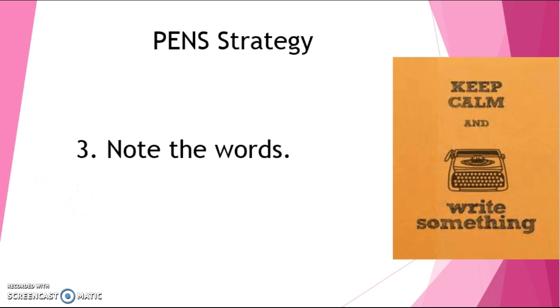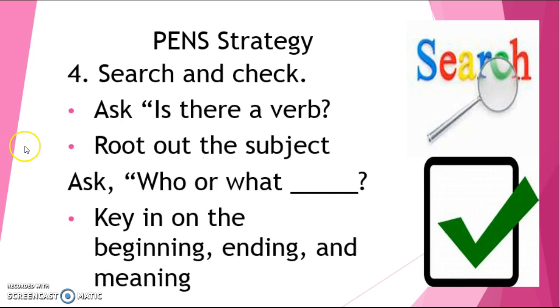And then we are at the 4th step, which is to search and check. And this step actually has 4 parts to it. We are just going to learn 3 parts today. And so the first part we're going to learn today is actually a proofreading type step. You're going to ask yourself, is there a verb? So you're going to want to look at the sentence that you wrote and see if you came up with an action verb or one of the mind verbs that we talked about yesterday.